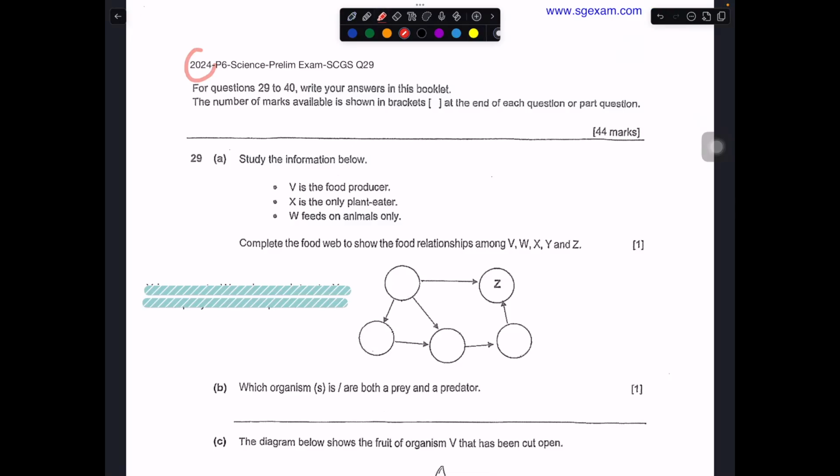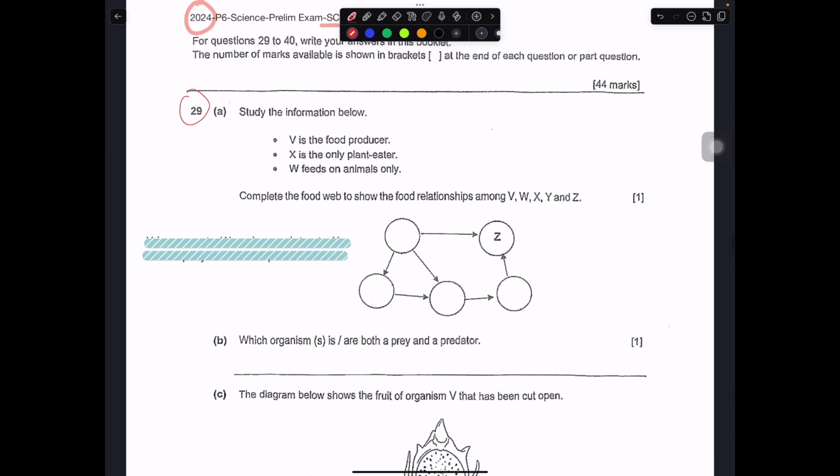So today I'll be going through 2024 P6 Science Prelim Singapore Chinese Girls School question number 29. So let's take a look at this question. It's on food web, food chain. So V is a producer, X is the only plant eater within this. So somehow these two things must tell you that V will have an arrow to X. That means X will feed on V. Okay, so W feeds on animals only. So these are the three key pieces of information.